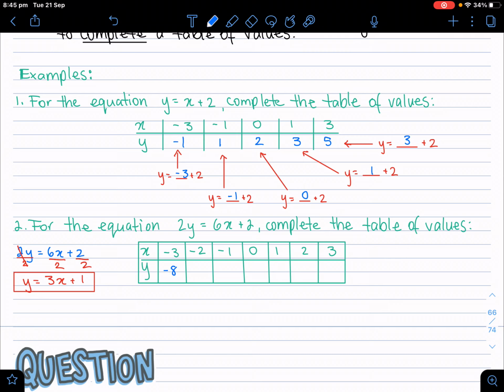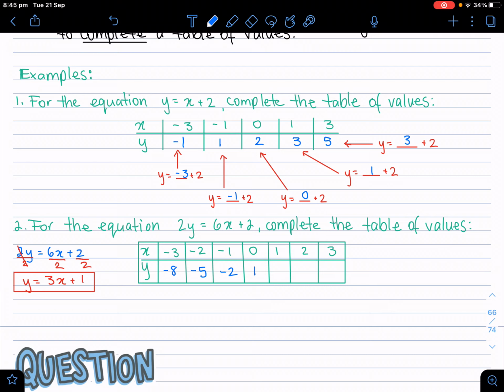Let's move over to the next column. Now, x is negative 2. So 3 times negative 2 is negative 6. Negative 6 plus 1 is negative 5. Now we move over to the next column and substitute in negative 1. So 3 times negative 1 is negative 3. Negative 3 plus 1 is negative 2. Next column, substitute in 0. 3 times 0 is 0. 0 plus 1 is 1.